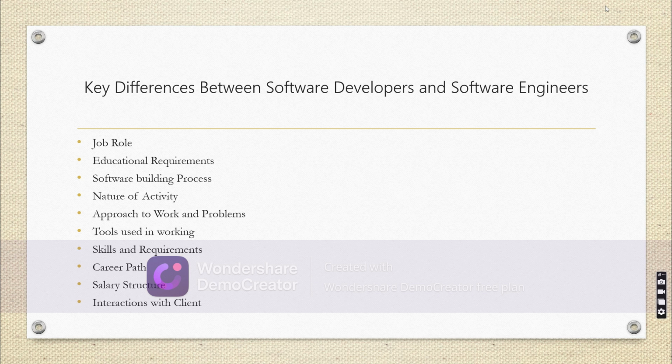Coming to the career path of a software engineer, it is slightly different. Software engineers can advance to positions such as principal software engineer, DevOps engineer, lead software development engineer, tech lead or technical architect, and team manager. Or even a software engineer can become a CTO of a company. These are the key differences of a software developer and software engineer.